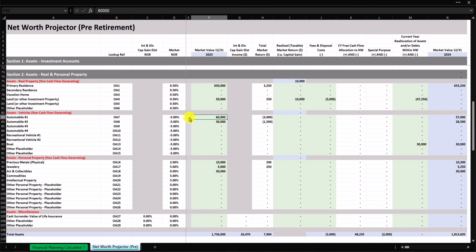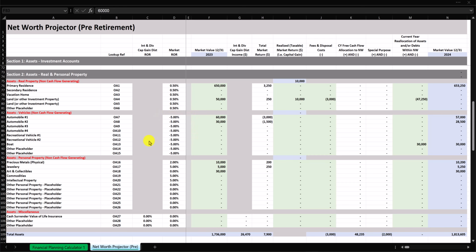However, generally speaking, with respect to automobiles, I have a negative rate in here so that the value of the asset will decrease within your net worth calculator until such time as the value reaches zero or you sell the asset. Now, I want to be clear on this concept right here. This is not tax depreciation. Automobiles are not depreciable for tax purposes. In other words, you cannot deduct on your tax return depreciation expense associated with a personal automobile.